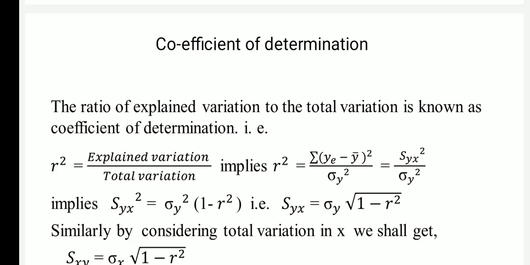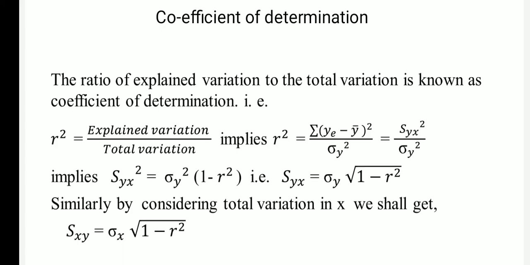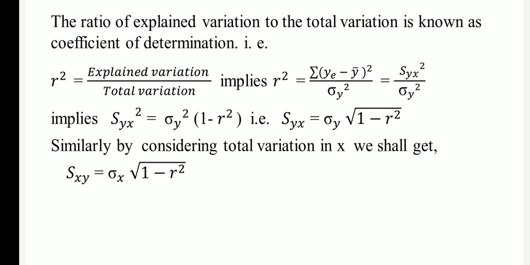This is defined as the ratio of explained variation to the total variation, known as the coefficient of determination. That is, r square equals explained variation divided by total variation, which implies r square equals the sum of y estimated minus y bar, the whole square, divided by the sum of y minus y bar, the whole square. This implies syx equals sigma y into square root of 1 minus r squared.